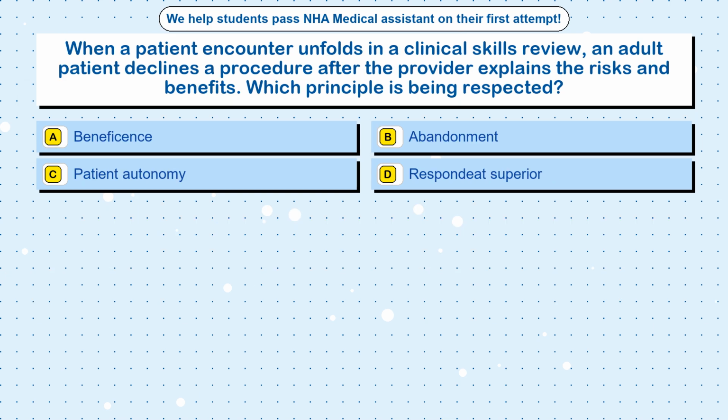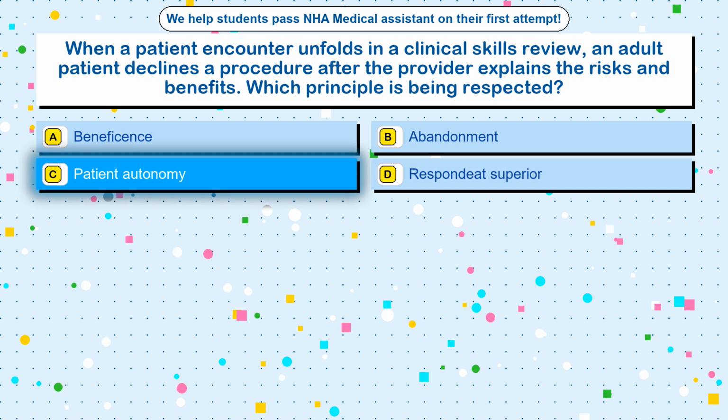Question 94. When a patient encounter unfolds in a clinical skills review, an adult patient declines a procedure after the provider explains the risks and benefits. Which principle is being respected? Option A. Beneficence. Option B. Abandonment. Option C. Patient autonomy. Option D. Respondeat superior. The correct answer is option C.